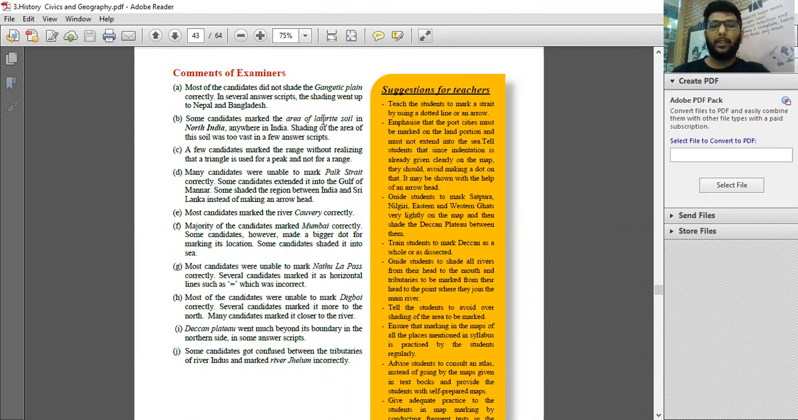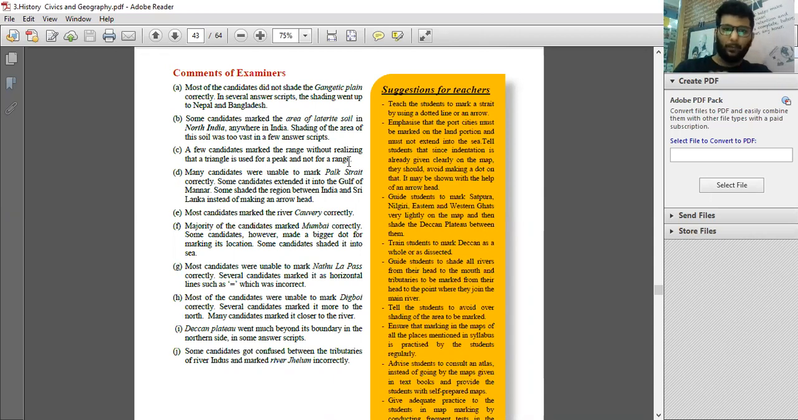Also, when you're marking the area of the laterite soil or any other soil in India, you should be careful with where you're shading and how much area you are covering. Preferably utilize a color pencil. A few candidates mark the range without realizing that a triangle is being utilized for a peak. They want the triangle to be denoted only for a peak and not for mountainous ranges. So for that, just draw a curved line or a normal line, which we have been doing in map marking.